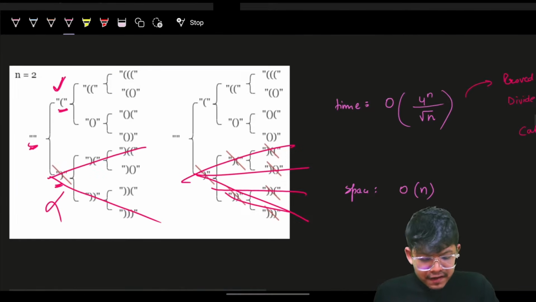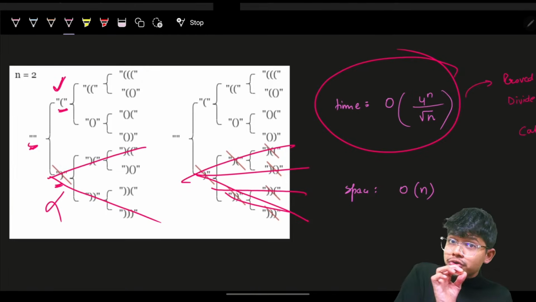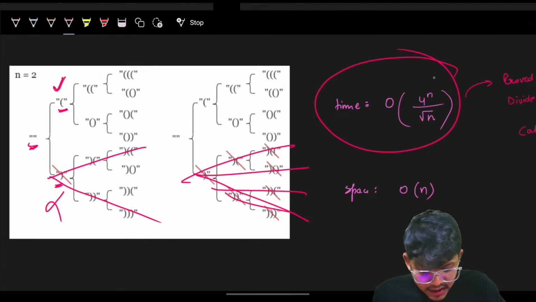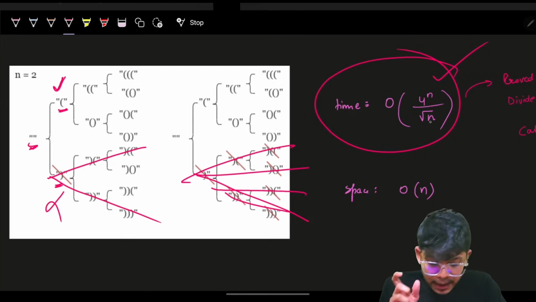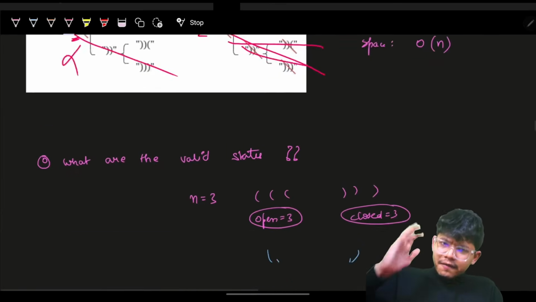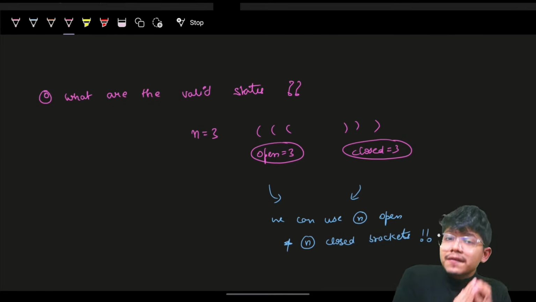So now we will see that if we only choose to travel on the ones which are actually helpful for us, then the time will actually be 4 raised to the power n by root n. We will see the entire thing. But it's just that, okay, now we know that we will try only for the valid states.